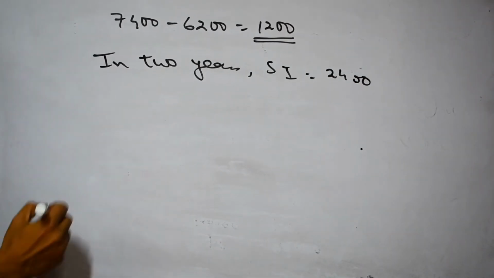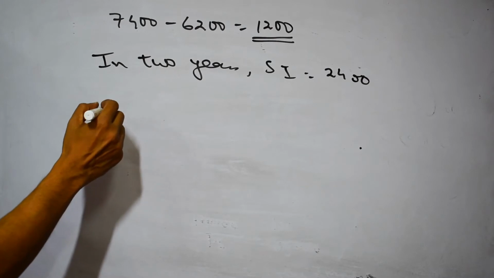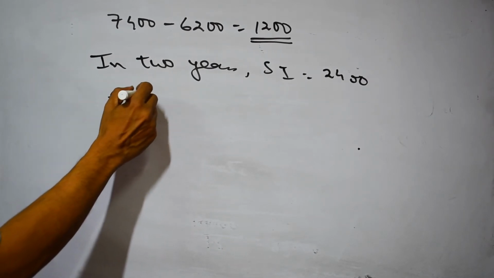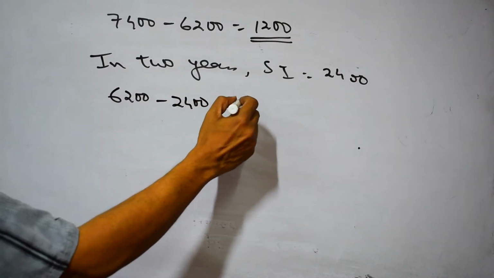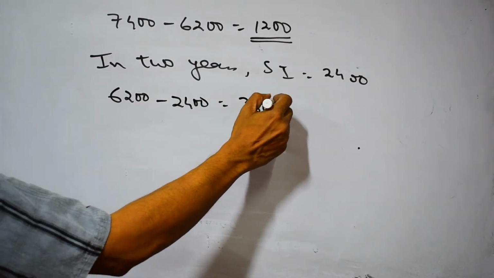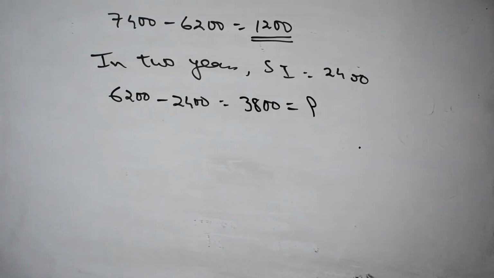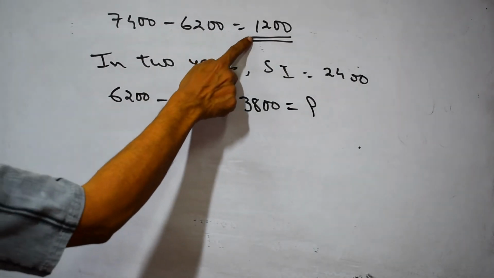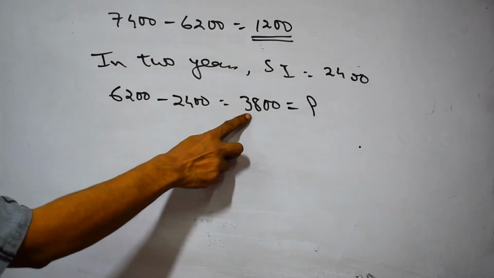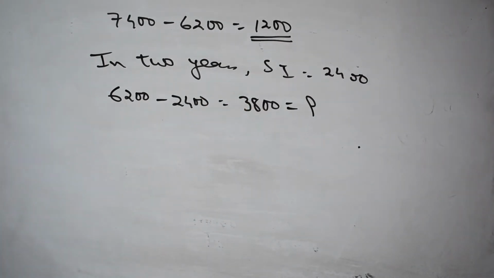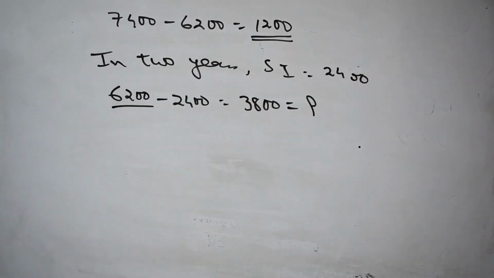But after 2 years our final amount is 6,200. So 6,200 minus 2,400, that is 3,800, will be the principal, because every year 1,200 simple interest is added to the principal. So 3,800 plus 1,200 becomes 5,000, then again 1,200 becomes 6,200. So the amount after 2 years is 6,200, then the principal will be 3,800.